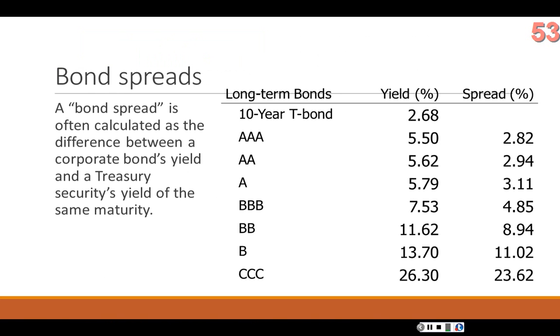And you can see this with the bond spreads, the difference between the bond's yield and a treasury security of the same maturity. So the spread on an investment grade bond is much smaller than the spread on a junk bond. So you're going to receive more in terms of yield with a junk bond rather than an investment grade bond because you're having to be compensated for the chance that the company will default.